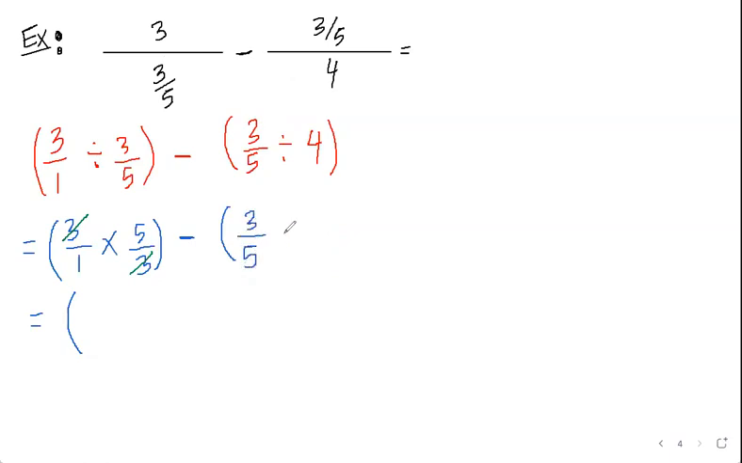3/5 multiplying by 1/4. Now we cannot divide 4 by 3. So now I get 5 minus 3/20, because 3 times 1 is 3 and 5 times 4 is 20.